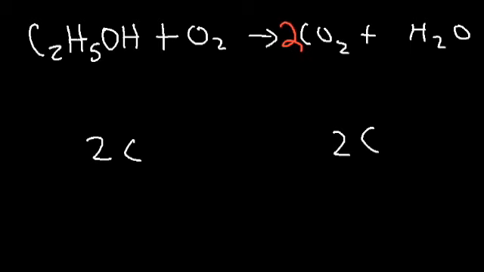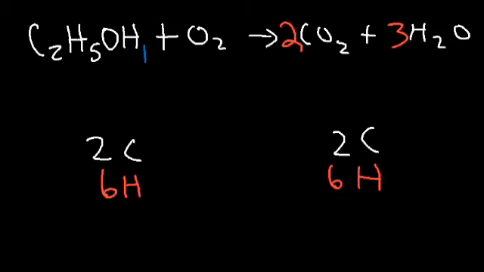Now, how many hydrogen atoms do we have on the left side? We have 5 plus 1, so we have a total of 6. So what number do we need to put in front of H2O? 6 divided by 2 is 3. So we need 3 water molecules, so that we have 6 hydrogen atoms on both sides.